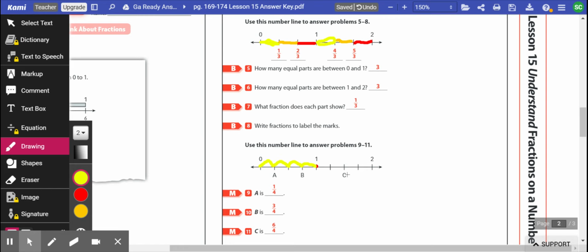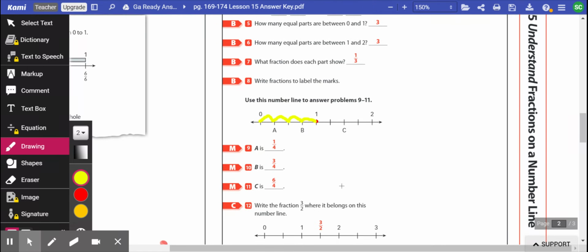And now we look at C. So here we have 3/4, 4/4, 5/4, 6/4. So C is at 6/4.